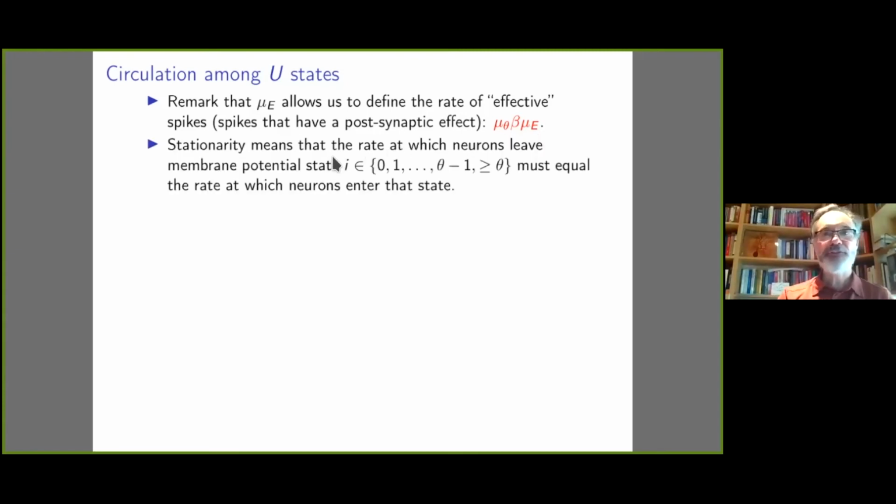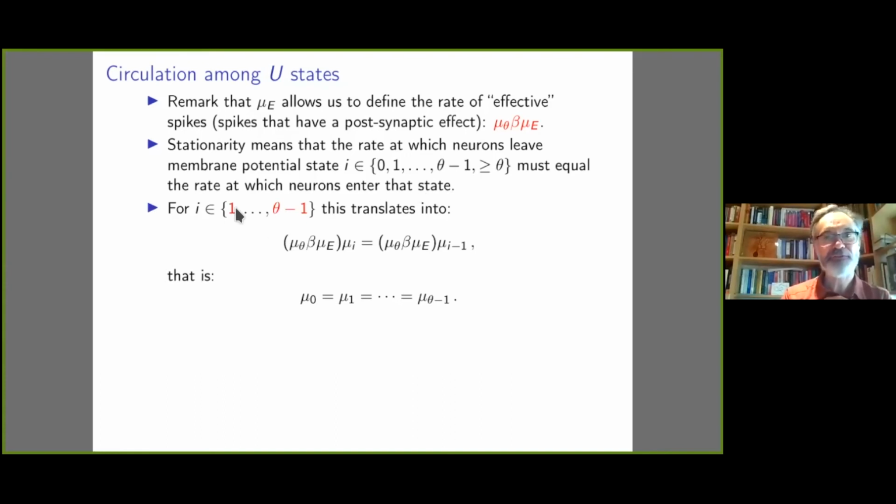The stationarity means that the rate at which the neurons leave the membrane potential states 0, 1, and so on must equal the rate at which the neurons enter that state. We have conservation of the total number of neurons, so we have a cycle from state 0, 1, 2, 3, and so on. And we say that we are stationary, so we should have at every time a constant number of neurons in each of the states.